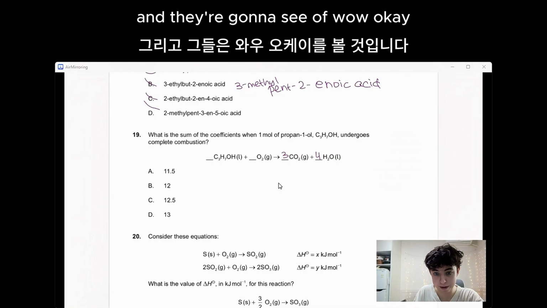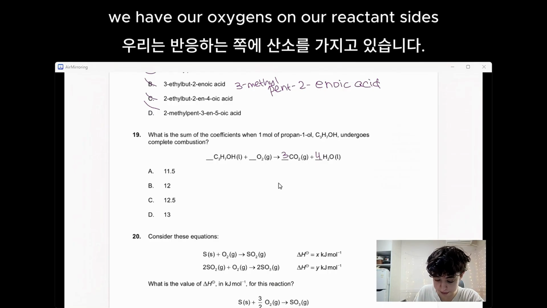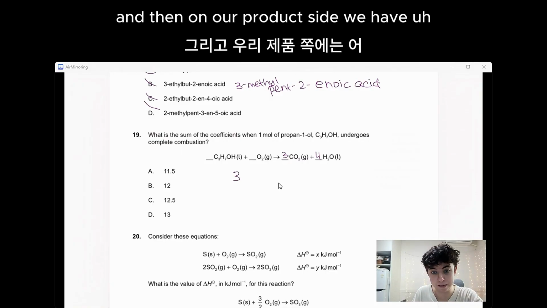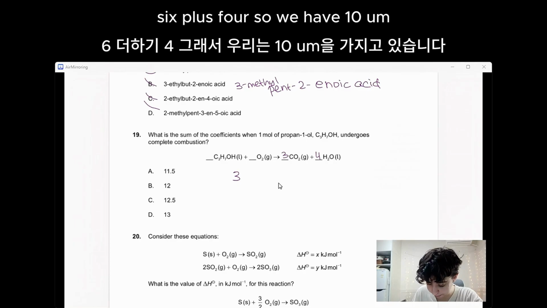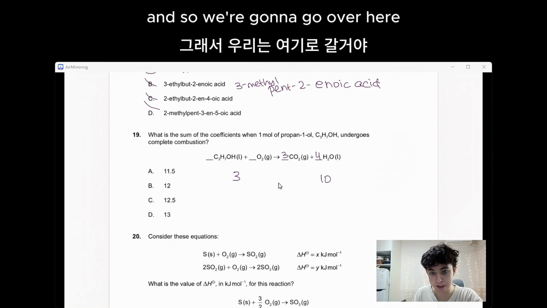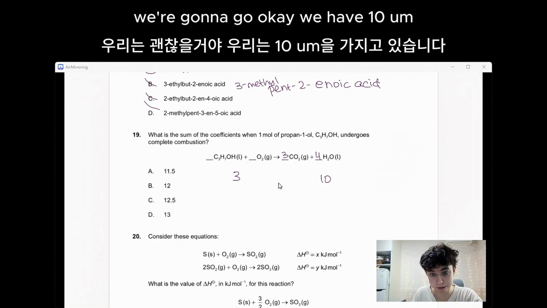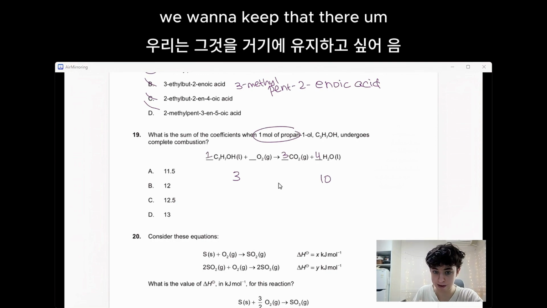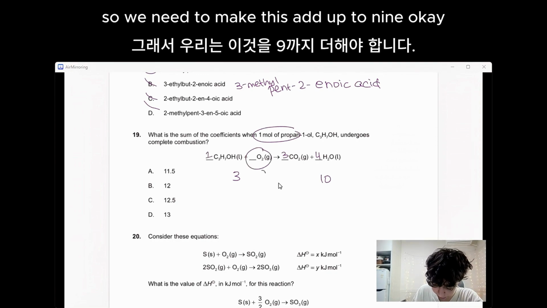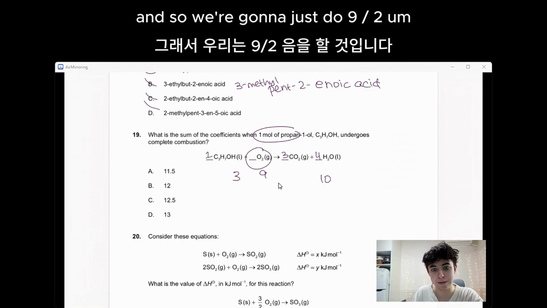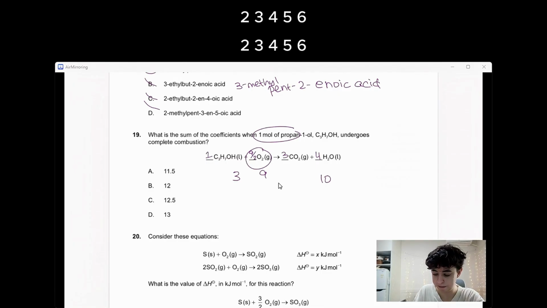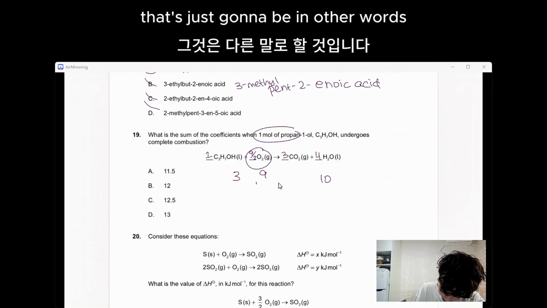And then we're going to see, okay, we have our oxygens on our reactant side, we have just 1. And then on our product side, we have 6 plus 4. So we have 10. We're going to subtract 1 because it's 1 mole. So we want this to just be 1. We want to keep that there. So we need to make this add up to 9. Okay. And so we're going to just do 9 divided by 2. That's just going to be, in other words, 4.5.